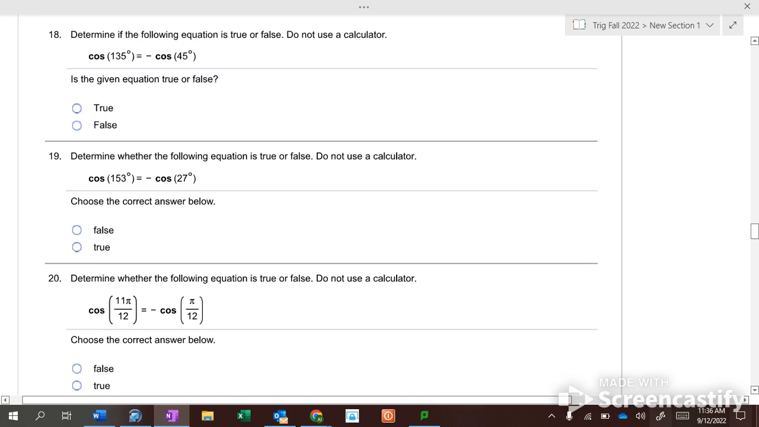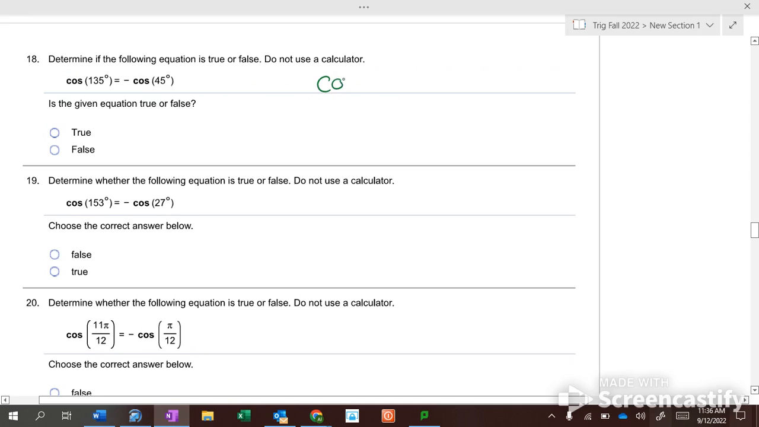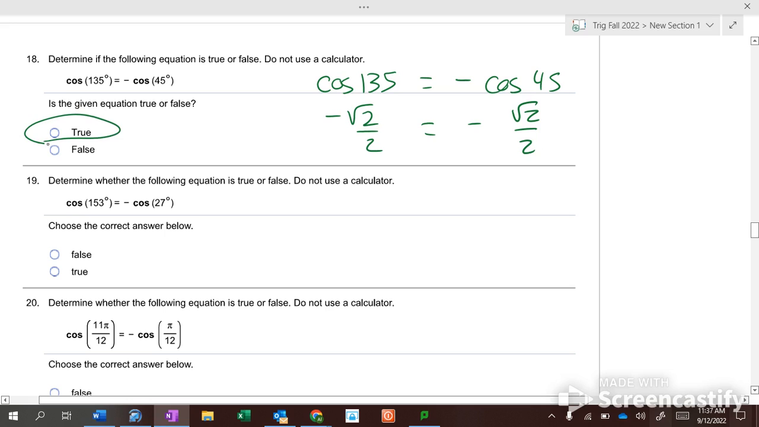Is the cosine of 135 the same as the negative cosine of 45? What's the cosine of 135? That's negative square root of 2 over 2. What's the cosine of 45? Square root of 2 over 2. And it says, is this equal to the negative of that? Well, negative, negative, they're the same thing. That's a true statement.